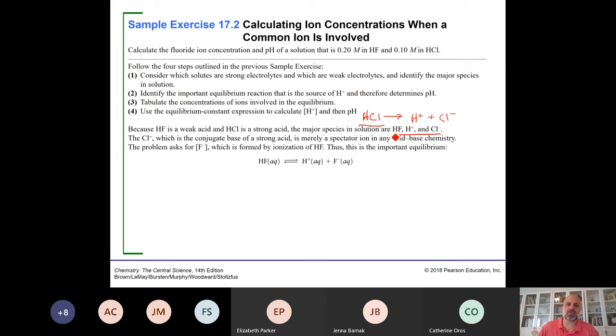It's a weak acid, so weak acids dissociate to a small extent. We're going to have protons, and the protons are primarily going to be coming from the HCl, and like I said, the chloride. The chloride, again, is the conjugate base of this strong acid, so it's just going to be a spectator. It's not going to have any effect on this equilibrium here.